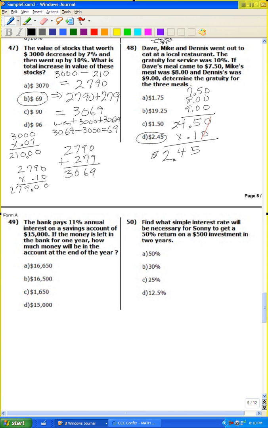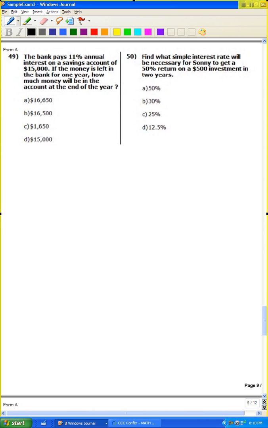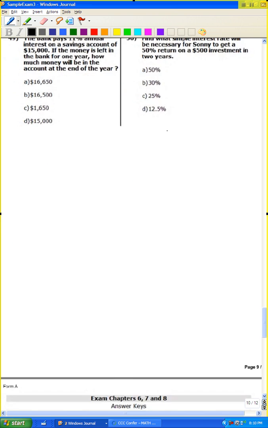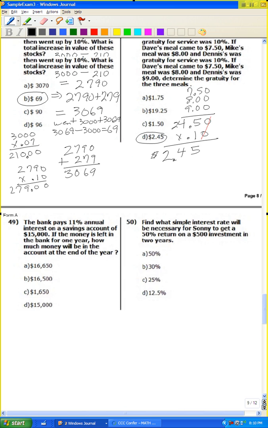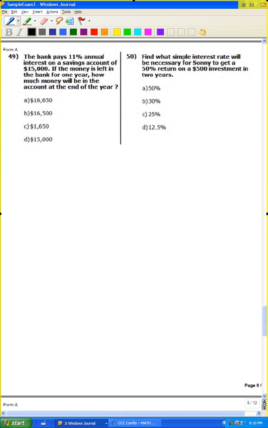49. Lots of room now. Oh, I see. Okay, 49. A bank pays 11% interest on a savings account of $15,000. If the money is left in the bank for 1 year, how much money will be in the account at the end of 1 year? So let's figure out the interest. So $15,000. And I have 11% interest.